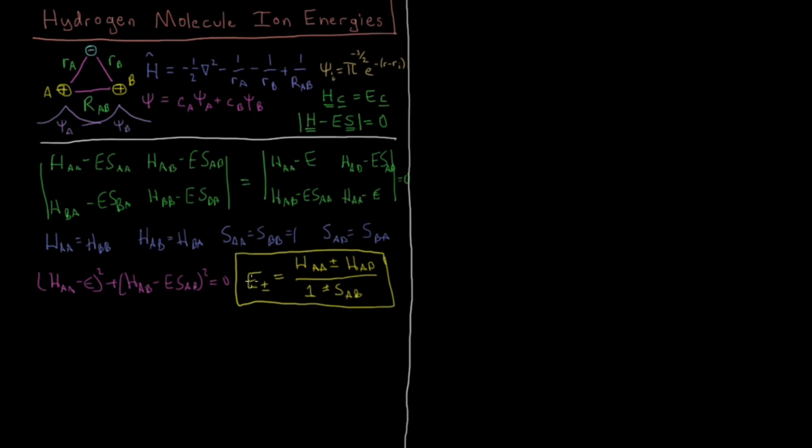Okay, so these are energy expressions. We have the Hamiltonian matrix element for how our electron interacts with one nucleus, plus or minus this coupling term, how well it interacts between these two wave functions on each of these nuclei, and then over 1 plus the overlap of these two wave functions as a function of their separation. Okay, so let's look in some more detail at what these Hamiltonian matrix elements come out to look like.